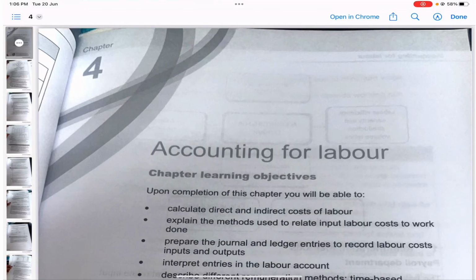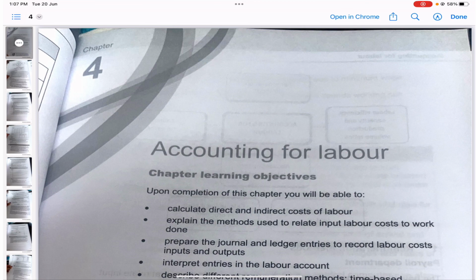Hello everybody, in this video we will be beginning with chapter number 4 of ACCA F2 Management Accounting for Labor. Before watching this video, make sure that you have watched the previous chapters. In case you haven't, I've linked them in the description box below.